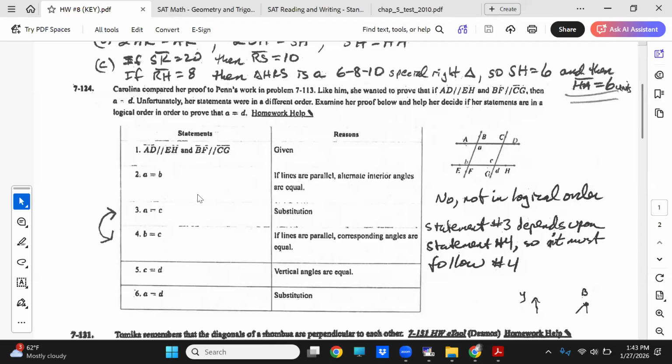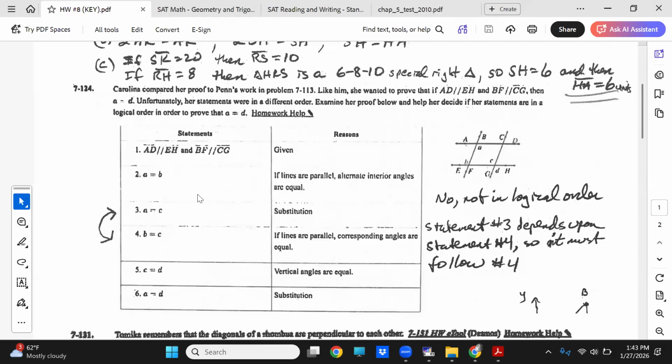Actually, we need to say this. That's wrong. You gotta say step 4 before step 3. B is the same as C for corresponding angles. So you gotta say steps 2 and 4 before step 3. That was off a little bit. And of course, if A is the same as B and B is the same as C, A and C are the same. C and D is the same as vertical angles, and we use substitution one more time.